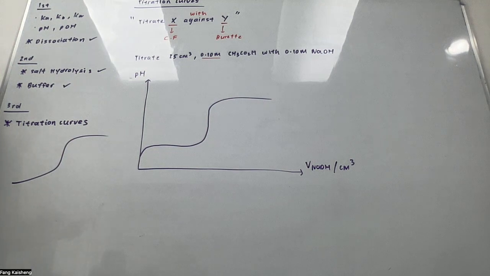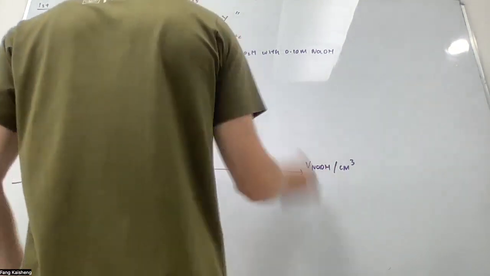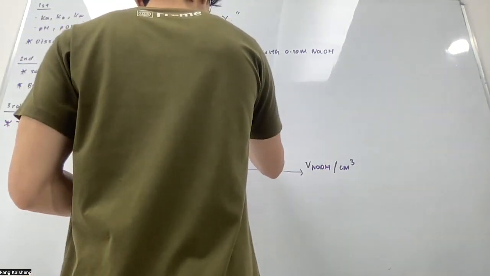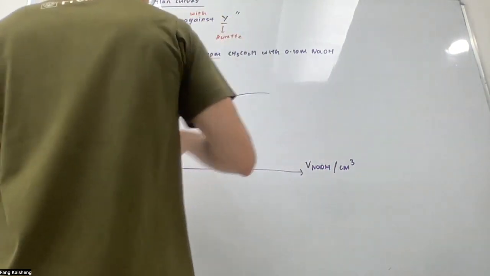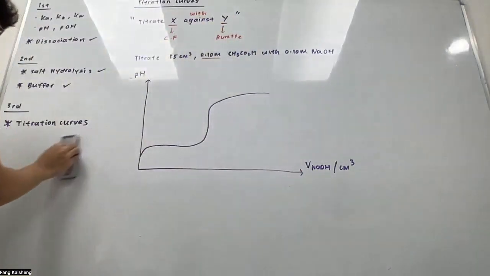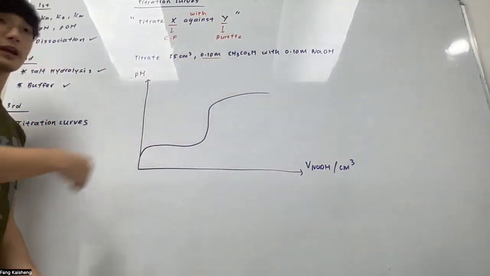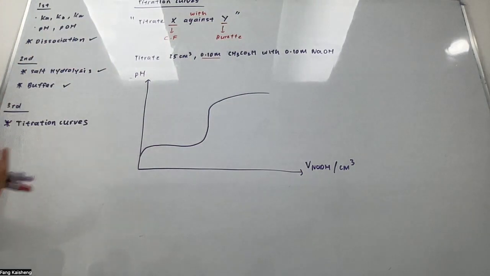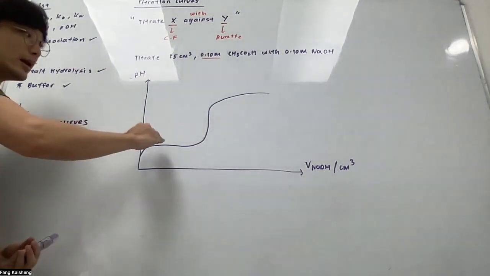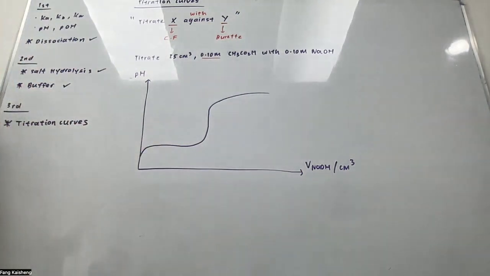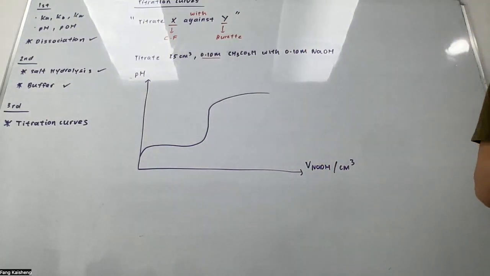Any preliminary guesses? Yeah, something like this. Any idea why it starts to flatten? What kind of solution is it? Is it that the pH is constant? Buffer. Okay, there will be a buffer somewhere later, I'll explain. So this is the shape of the graph.